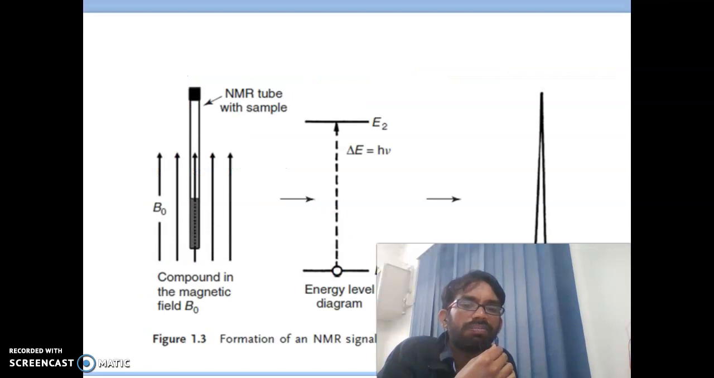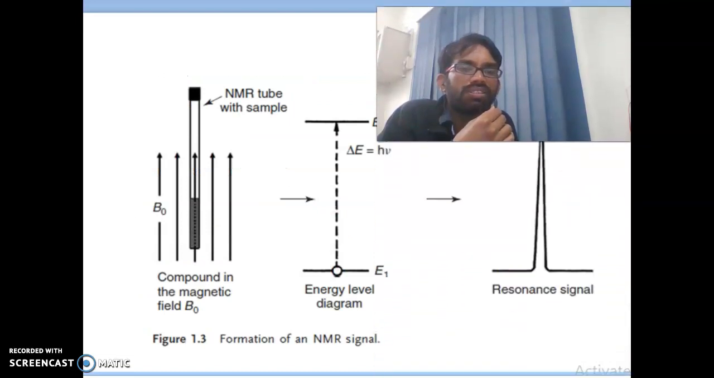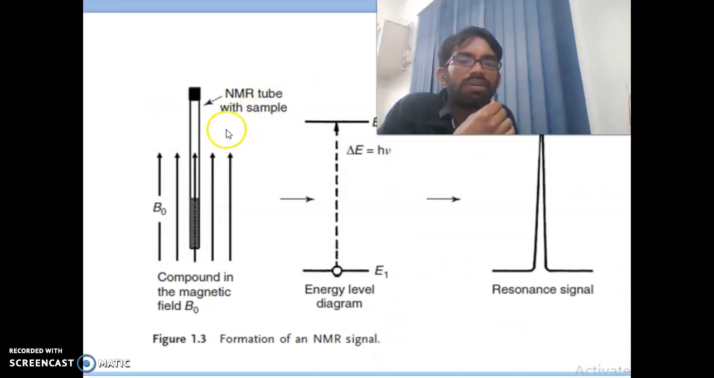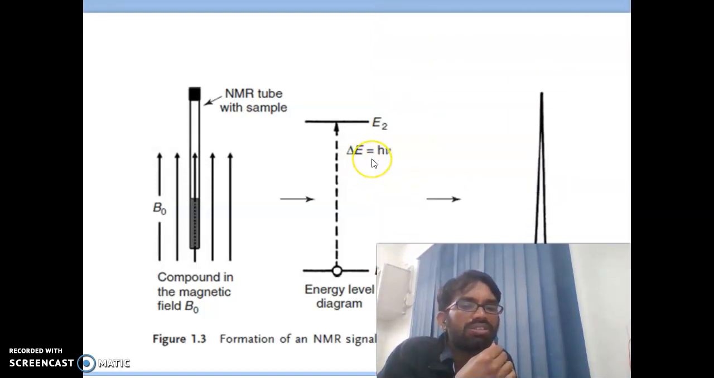You can see the sample diagram of NMR signals, how it will come. You can see the NMR tube with a sample. You apply the external magnetic field B0, and then you start the energy level diagram, E1 to E2. Delta E is equal to hν. This is the resonance signal. So this is the formation of an NMR signal.